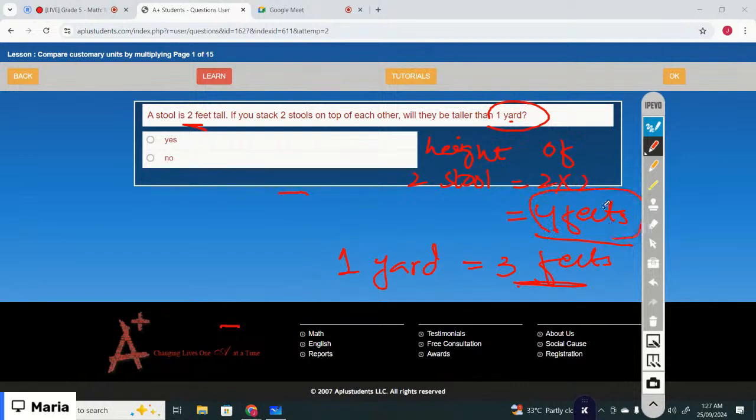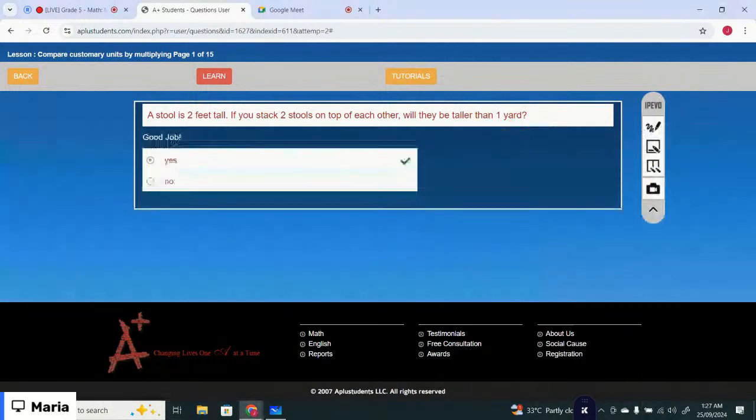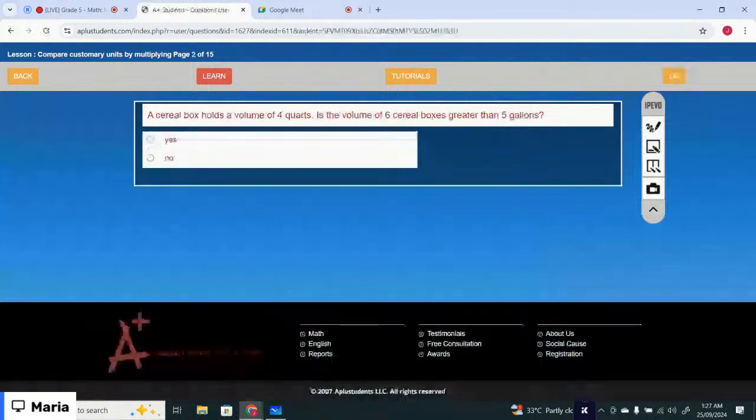Got it now? The correct option is yes, it is. It is taller than 1 yard. Got it? Yes, 4 feet is more than 3 feet.